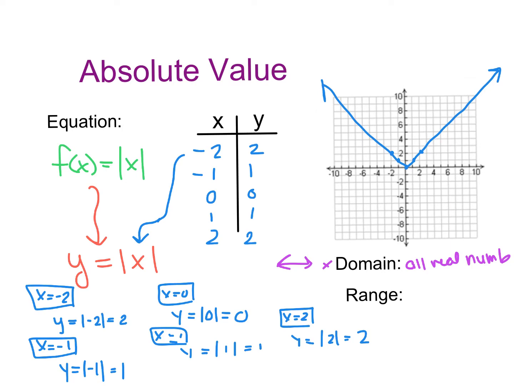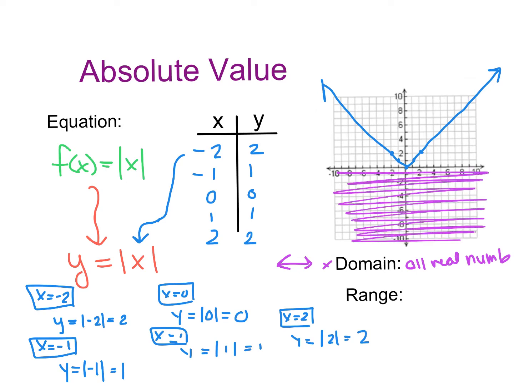And then our range values here, the y values that we need to make this graph, what I notice is I don't need any of these y values down here to make this graph. If I didn't have the whole bottom portion, I wouldn't need it. It would be okay. I could still see my entire graph. So all of the y values that I need to make this particular graph start at 0 and go up from 0. So our range is going to be represented by an inequality, and we're going to say we need all of the y values that are greater than or equal to 0.